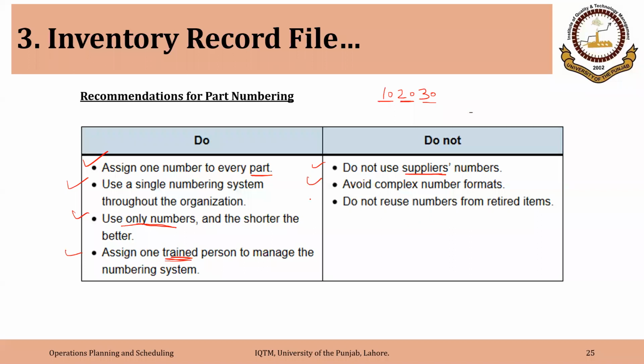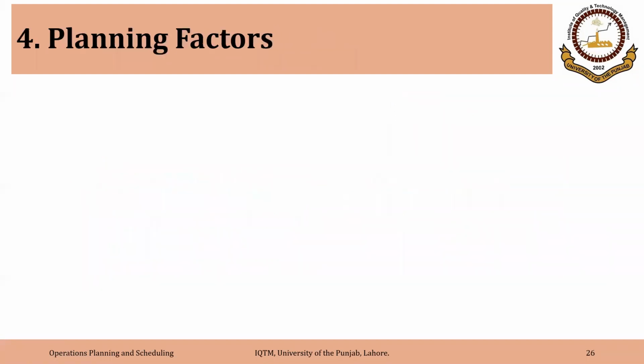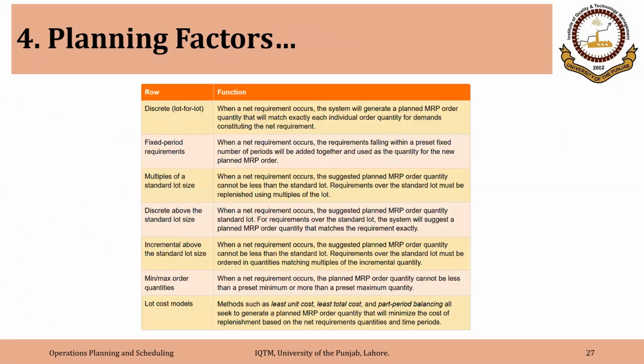Complex formats should be avoided, and do not reuse numbers from retired items, as we saw in the previous case that item 200 was retired and replaced with item 201. So we should not use the number 200 for new items. Instead, we should assign a new number so that we can keep a record of the items that are no more. And the final input is the planning factors.